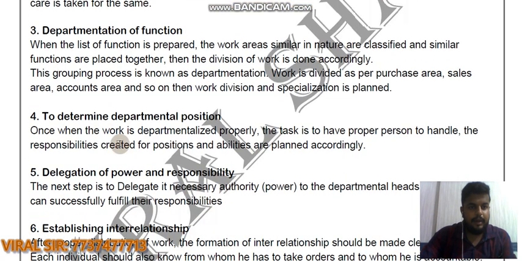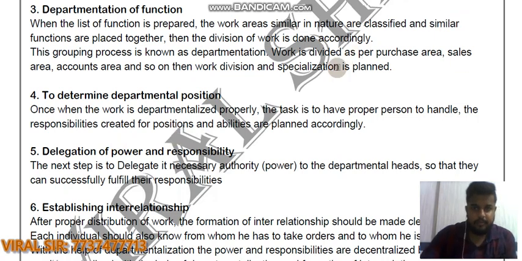The third step is departmentation of function. After preparing the list of functions, we find out the jobs to be performed which have a similar kind of nature or similar work areas, and then they are placed together. So what is departmentation of function? When the list of functions is prepared, the work areas similar in nature are classified and similar functions are placed together. Then the division of work is done accordingly.